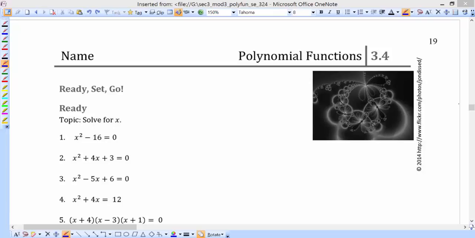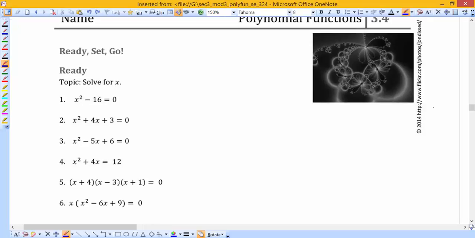3.4. So the ready should look pretty familiar, but I want you guys to try this without going back and looking at things that you have previously done. So solving for x, you are factoring. So you want to write this out into the two parentheses, and then you're going to say x equals by changing the signs.